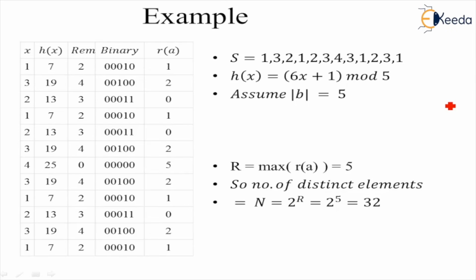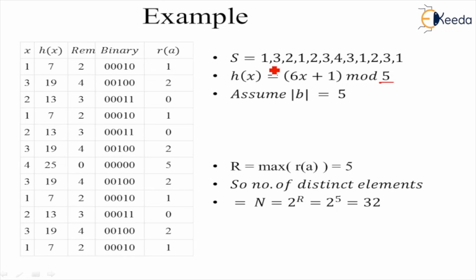Example, we have a stream which consists of 1, 3, 2 and so on. The hash function provided is h of x equals 6x plus 1 mod 5, and we are going to assume the value of b equals 5. Because 5 is provided as the mod 5, that's why we are assuming the value of b as 5. What is b? b is nothing but the number of bits in an example where we are supposed to consider.